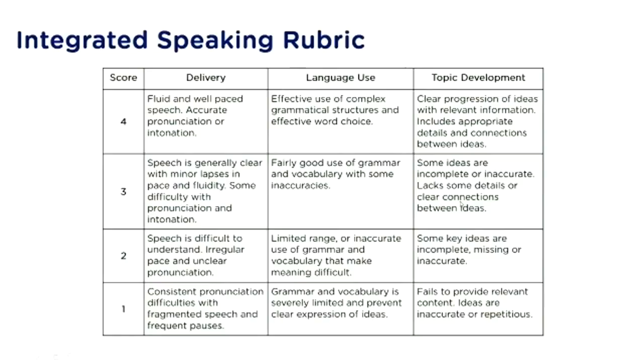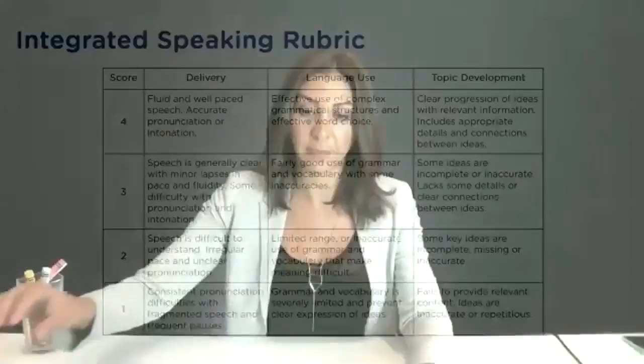So our speaker was between a 3 and a 4. Their speech wasn't difficult to understand. Their range of grammar was not limited. They had quite a range of grammar and vocabulary. And they really included all of the key ideas there. So, any questions about the evaluation?